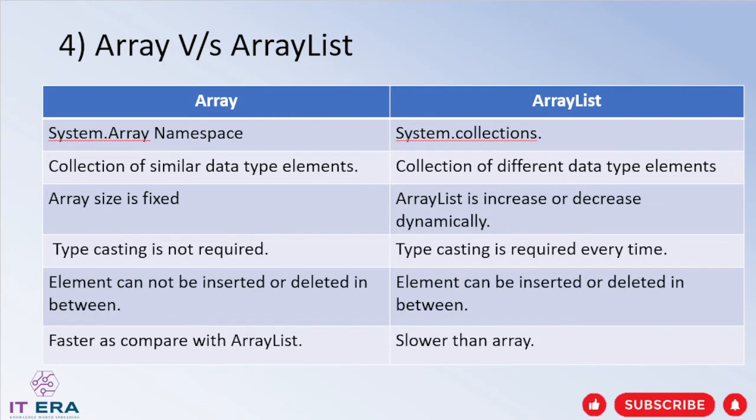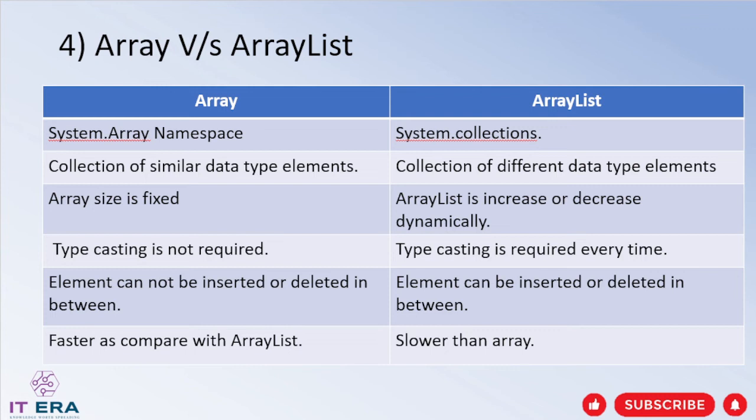Array versus ArrayList. Array belongs to the System.Array namespace, whereas ArrayList belongs to the System.Collections namespace. Array contains a collection of similar data type elements, whereas ArrayList may contain a collection of different data type elements. Array size is fixed, but ArrayList can increase or decrease dynamically. Typecasting is not required in array, but typecasting is required every time in ArrayList.